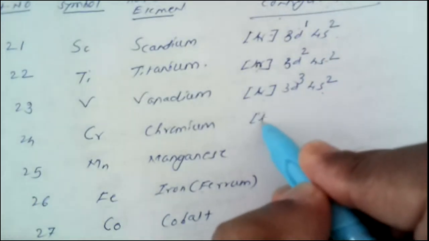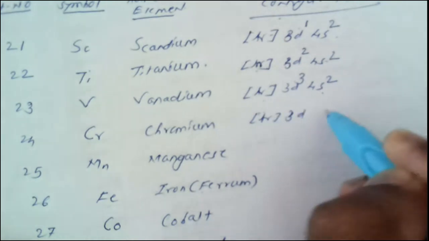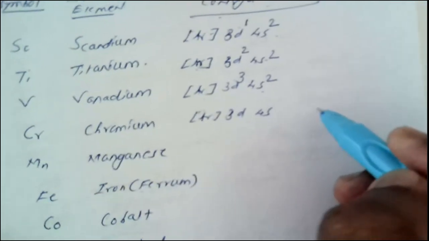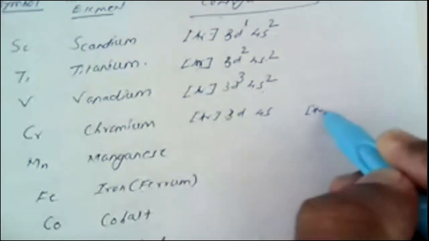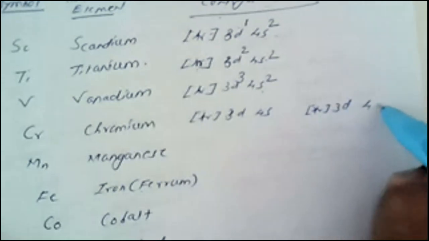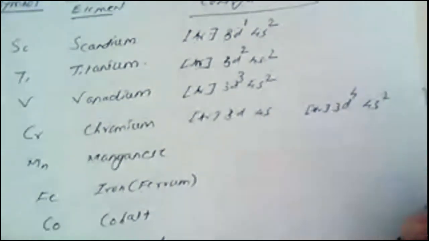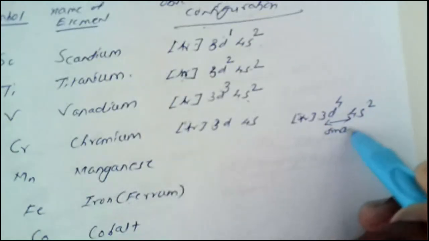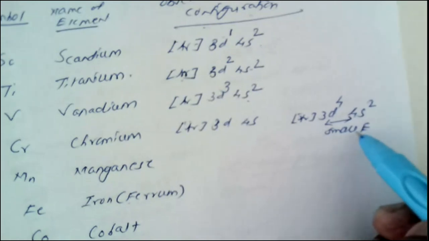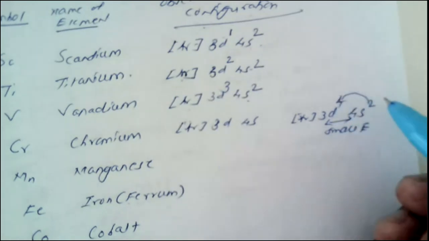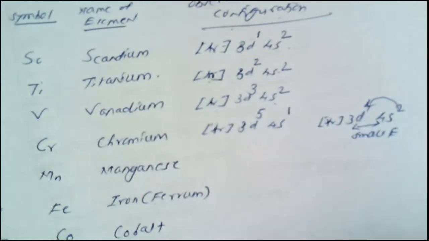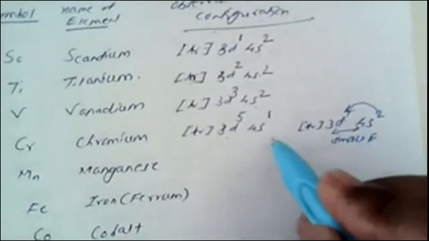Then come to chromium. In terms of argon core, as per the above principle, we would write 4s2 3d4. But because the 3d and 4s orbitals are very close in energy, the gap is very, very small, one of the electrons gets exchanged with the 3d orbital, and hence the electronic configuration becomes like this. Instead of 3d4, it becomes 3d5, and instead of 4s2, it becomes 4s1.